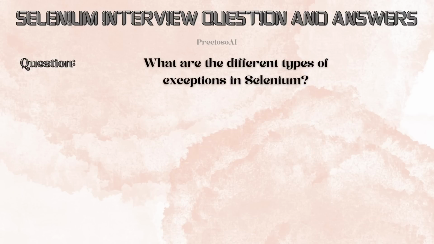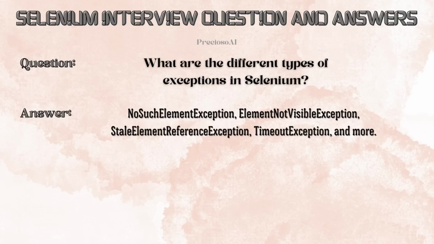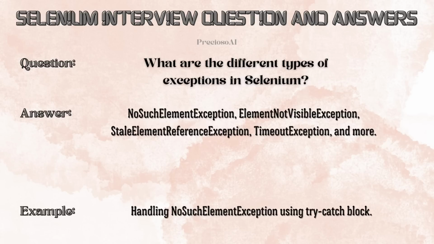Next question, what are the different types of exceptions in Selenium? And the answer is NoSuchElementException, ElementNotVisibleException, StaleElementReferenceException, TimeoutException, and more. For example, handling NoSuchElementException using a try-catch block.